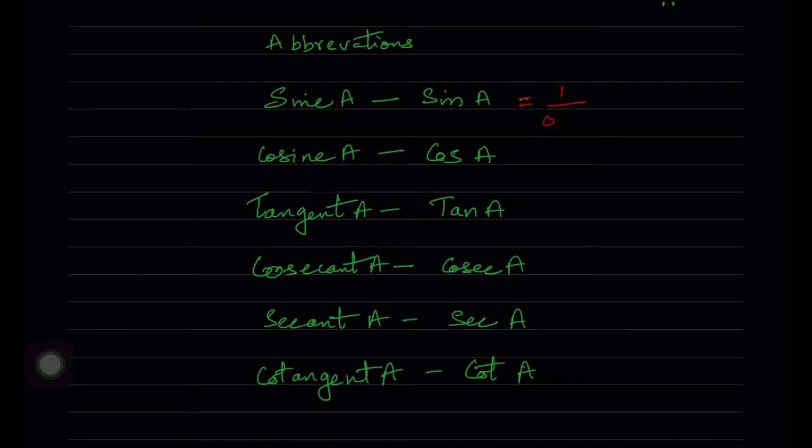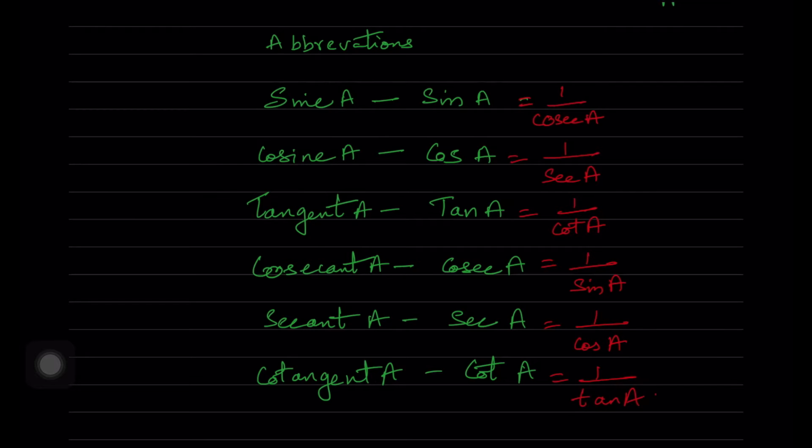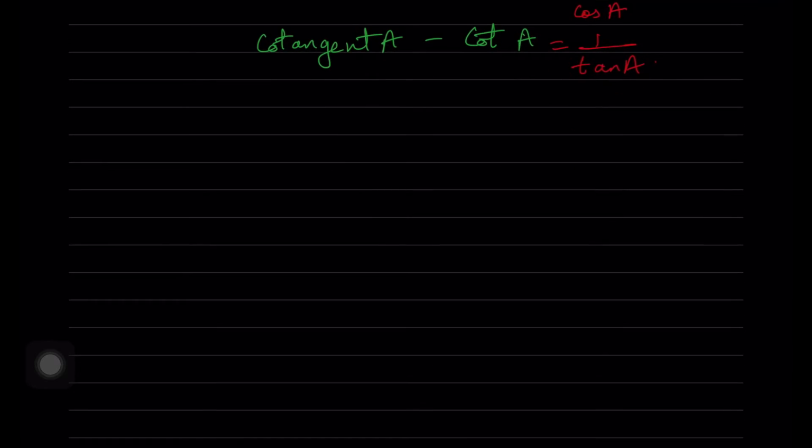So sin A can be written as 1 by cosec A, cos A is written as 1 by sec A, tan A is equal to 1 by cot A, or cosec A is equal to 1 by sin A, sec A is equal to 1 by cos A, and cot A is equal to 1 by tan A. So these are all the different trigonometric ratios we have, and also the abbreviations, and how they can be written in terms of the other ratios.